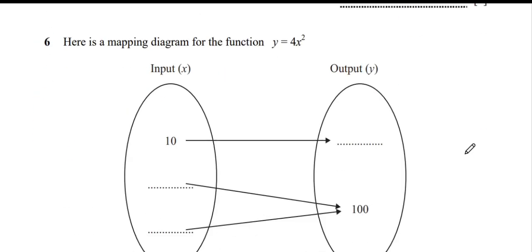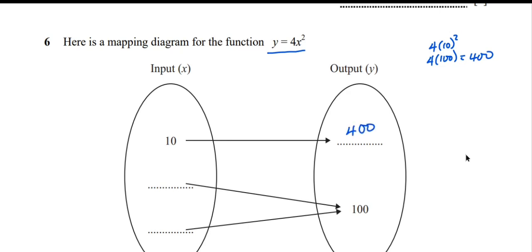Okay, so let's move to the next one. The next one is a question on functions. Okay, so we are given a function here that y equals 4x squared. And this is our x, this is our output. So it's very simple. When x equals 10, what is going to be your y? So you work it out. 10 squared will give us 4 into 100, which is equal to 400. So you write 400 here.